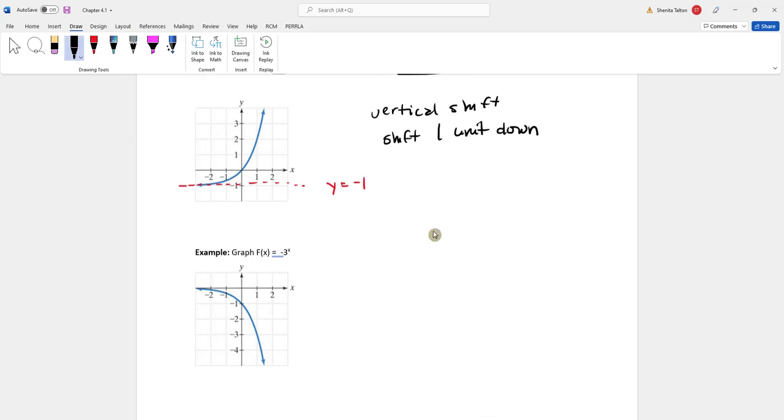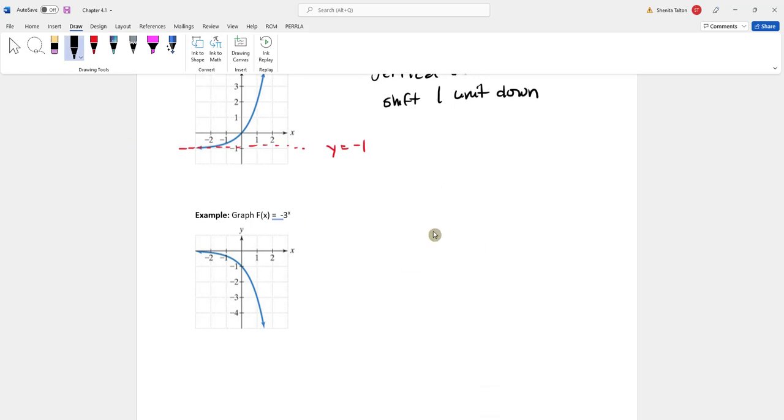Okay. This next one is -3 to the x power. This is a reflection about the x-axis. Okay, so this is the horizontal asymptote. As you can see, the graph flips about the x-axis.